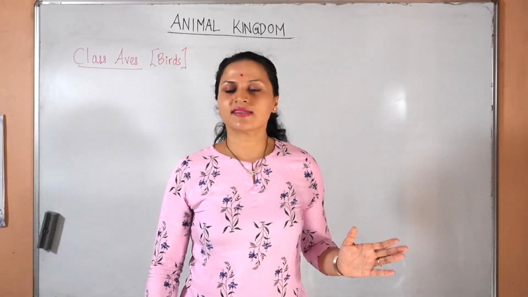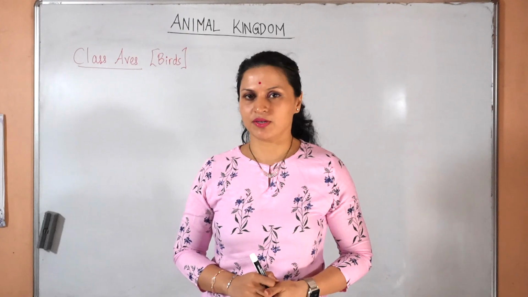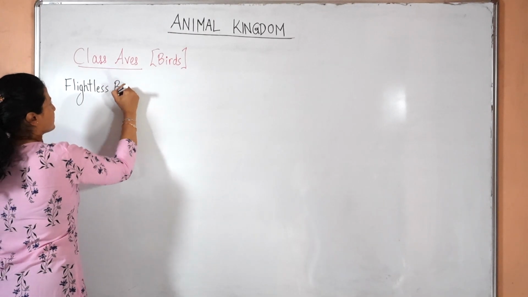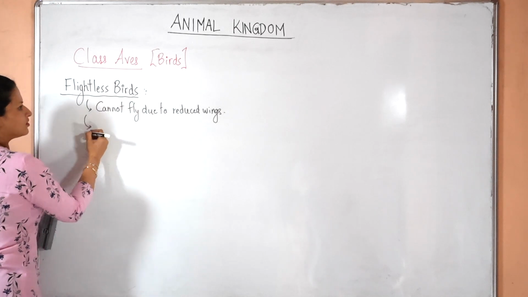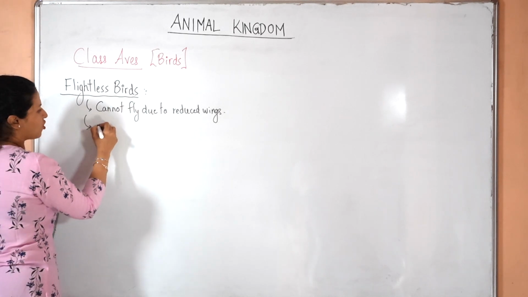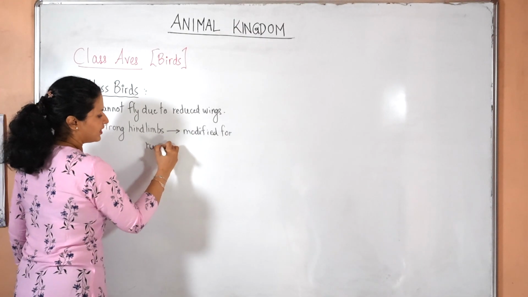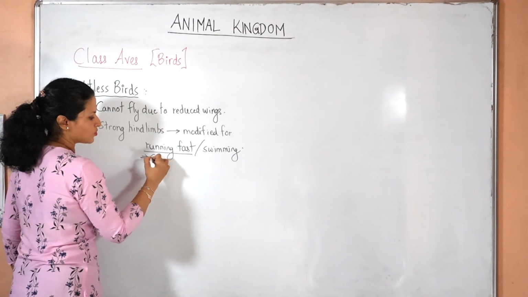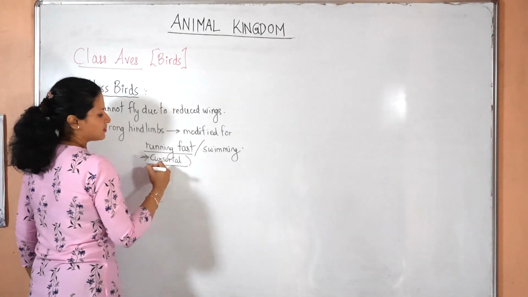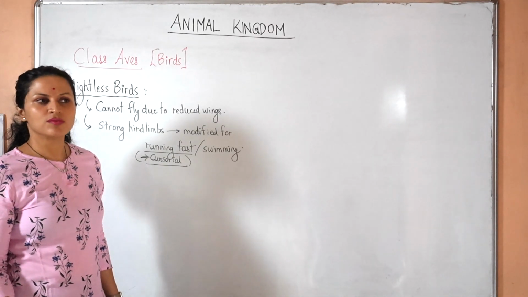We are going to look at the examples of flightless birds first, and then we will move on to the examples of the flight birds. Flightless birds cannot fly due to reduced wings. To compensate for the lack of wings, they have very strong hind limbs, which can be modified for running very fast, or for swimming. Fast running habit is also called cursorial habit. So many of these flightless birds are of cursorial habit, like the ostrich, emu, kiwi, etc.